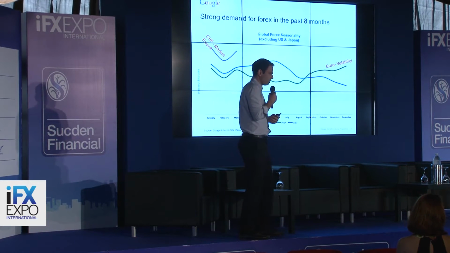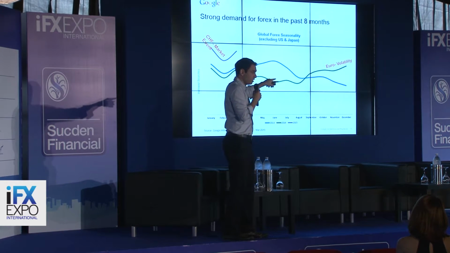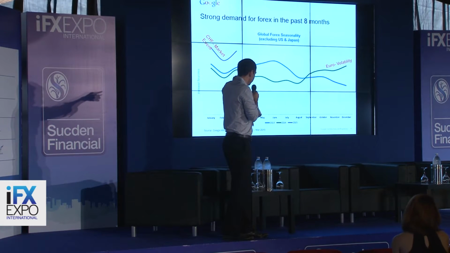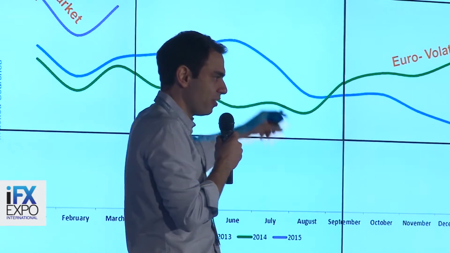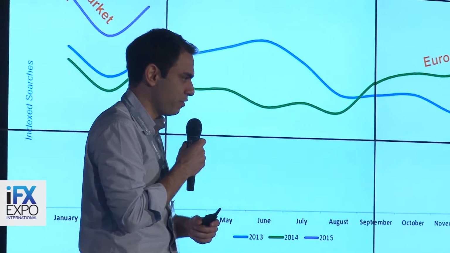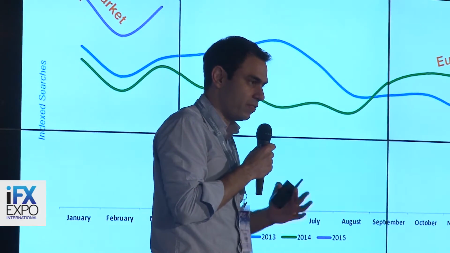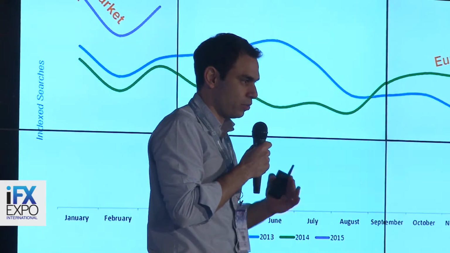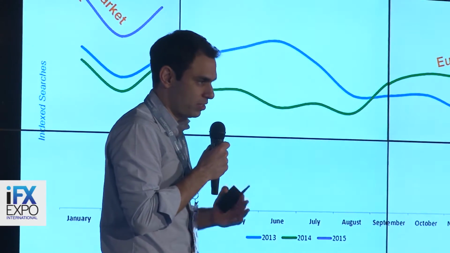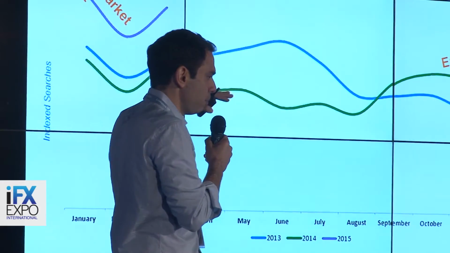So let's start with the first chart. Each line is a year. The blue line is 2013, the green line is 2014, and the purple line above is 2015. These are searches for the top 50 converting keywords we see at Google. These include Forex trading, online Forex, Forex broker. So you see the demand per year.